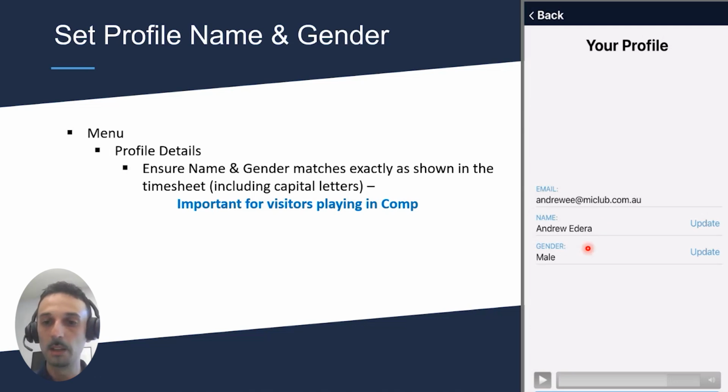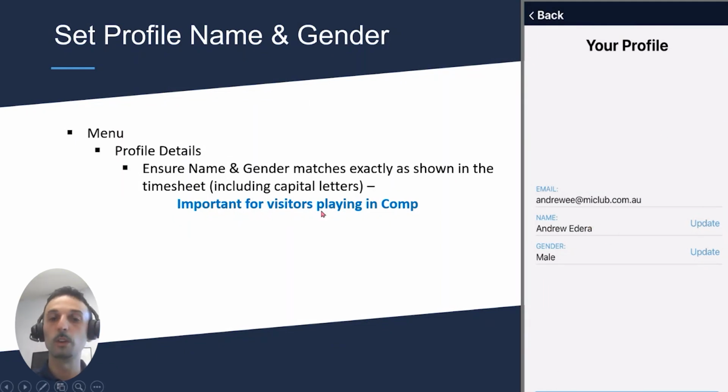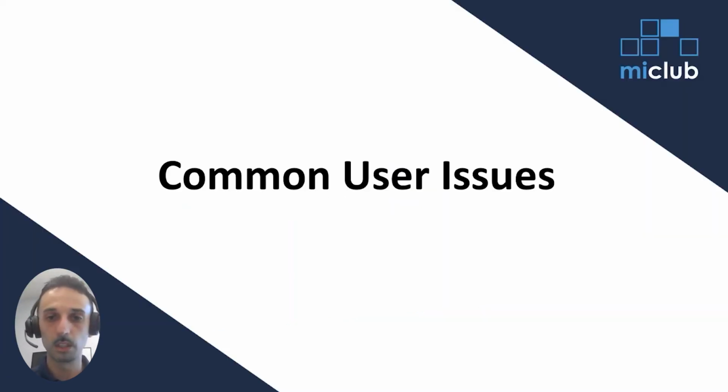What's important is that their name matches exactly what's in the Golf system, and the same with their gender. You might get errors with visitors playing in comps where they can't find their registration. I'll show you an example a bit later, but this is where they can update those details if they're a bit incorrect. Okay, so that covers all of the setup part. Now we're going to go into some issues and troubleshooting that you might come across.